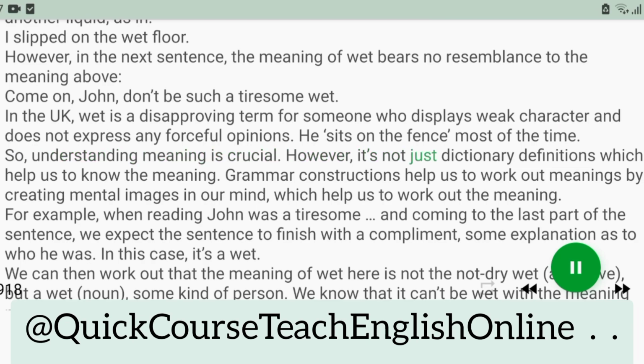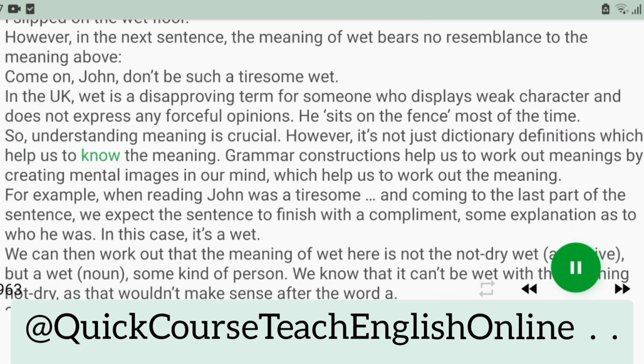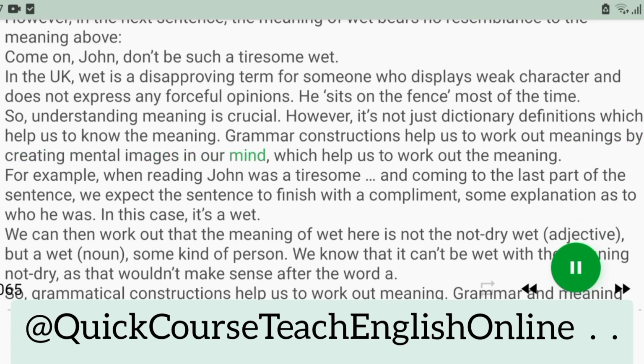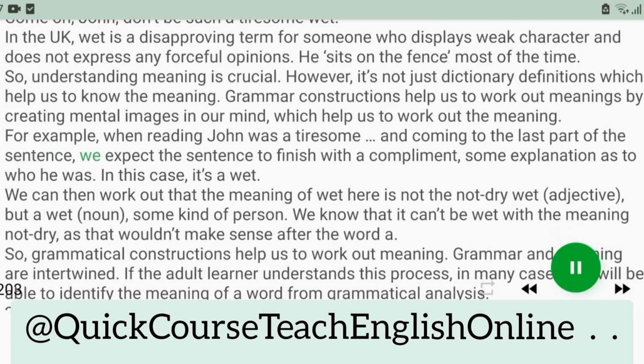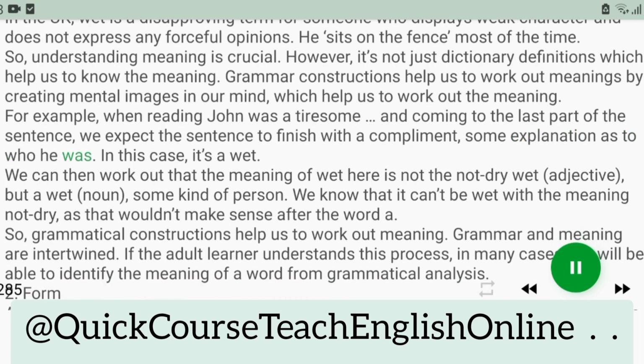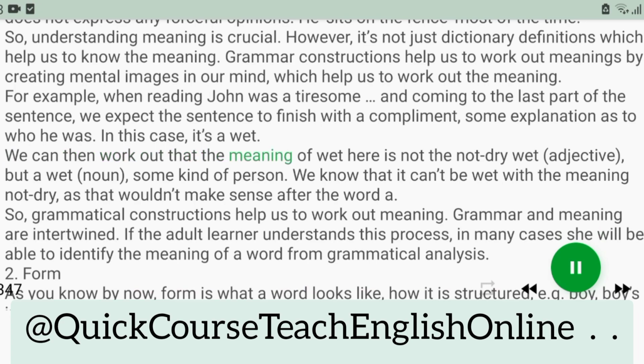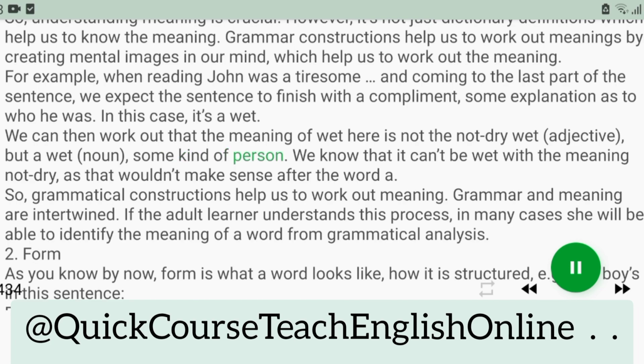However, it's not just dictionary definitions which help us to know the meaning. Grammar constructions help us to work out meanings by creating mental images in our mind. For example, when reading "John was a tiresome," and coming to the last part of the sentence, we expect the sentence to finish with a complement, some explanation as to who he was. In this case, it's a wet. We can then work out that the meaning of wet here is not the not-dry wet adjective but a wet noun, some kind of person.